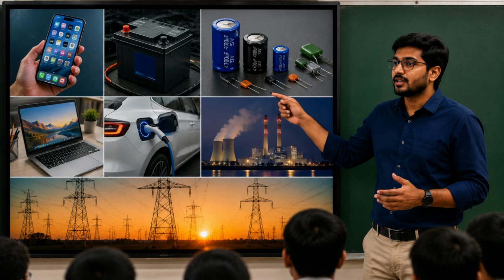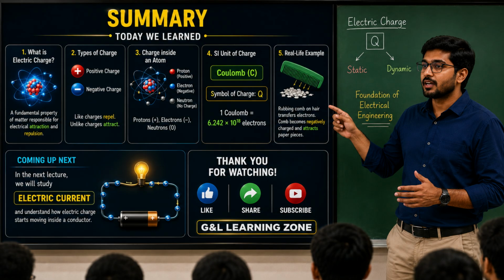Electric charge is used everywhere: mobile phones, batteries, capacitors, computers, electric vehicles, power stations, and transmission lines. Without electric charge, electrical engineering would not exist. Today we learned what electric charge is, types of charge, charge inside an atom, SI units of charge, real life examples, applications, and in the next lecture we will study electric current and understand how electric charge starts moving inside a conductor.